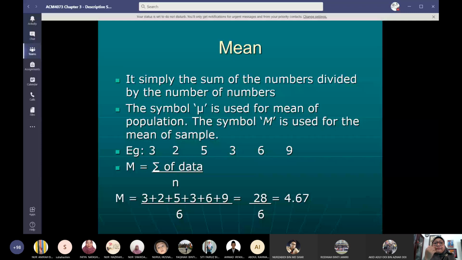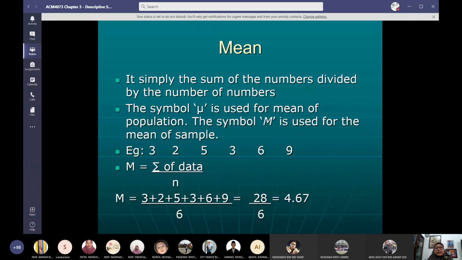Even in USIM, when you say you want to study students from FEBU, okay, that is population. Why? Because you will have a smaller sample which you will study, year 2 students. That is sampling. When you have a sample, it is smaller, so we use M. But for a larger group, you use the symbol μ.